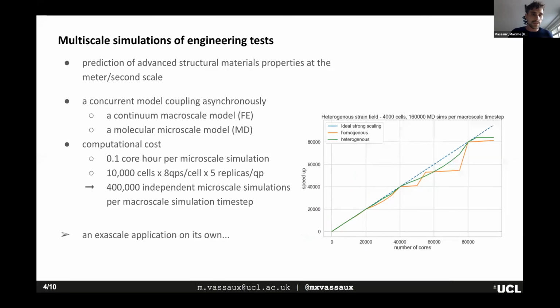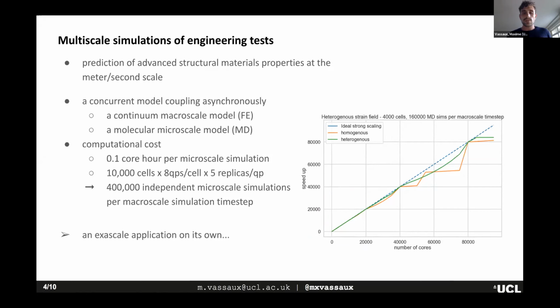So typically this is already what we could call an exascale application on its own. It scales pretty well theoretically, as all the molecular dynamic simulations you run are completely independent of each other. So you can run them in parallel for every time step.